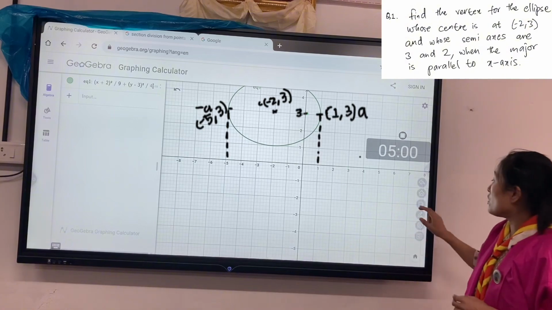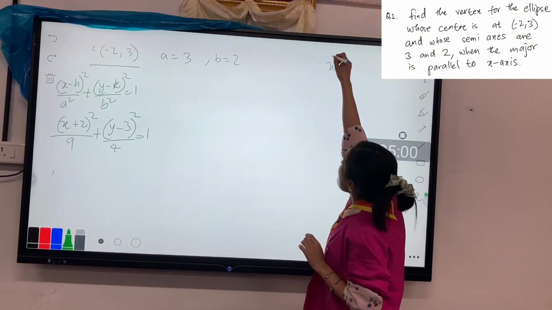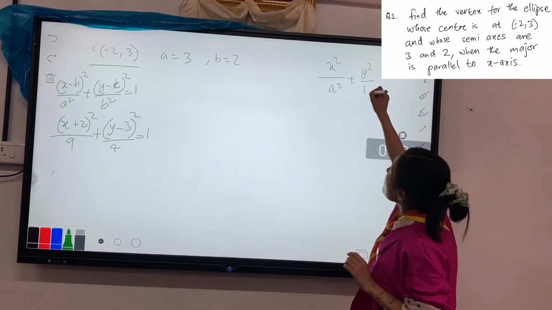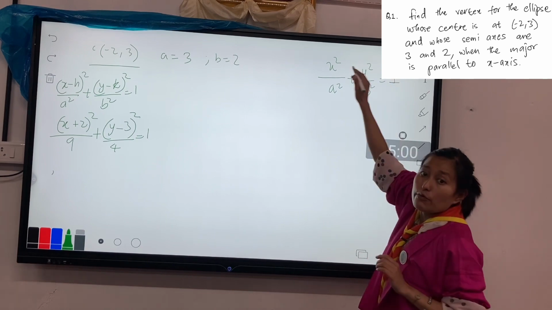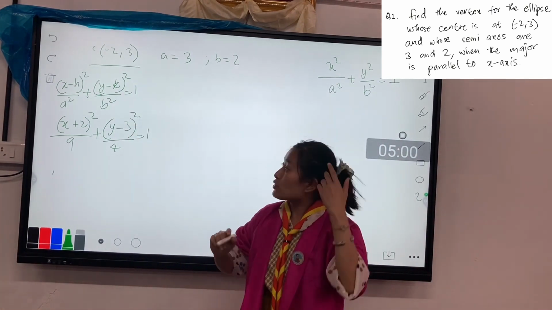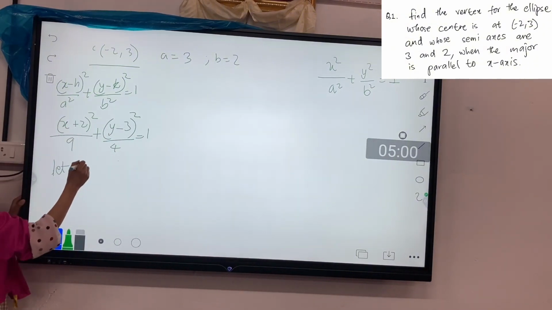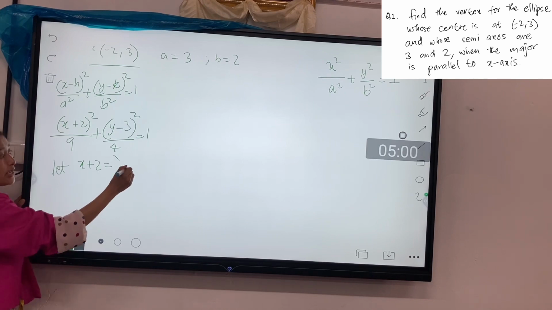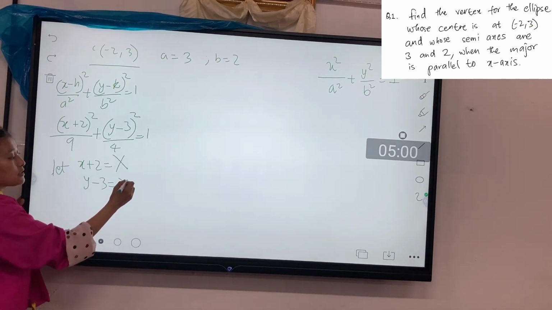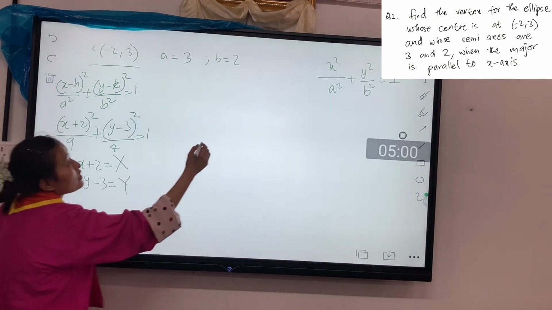So this is your old diagram. Your standard diagram is like this: X square over A square plus Y square over B square equals 1, when your center is at 0, when your H and K values are 0. So what am I going to do here? I will say, let x plus 2 equal capital X. Similarly, y minus 3 is capital Y. Right. So now, hence my new equation.